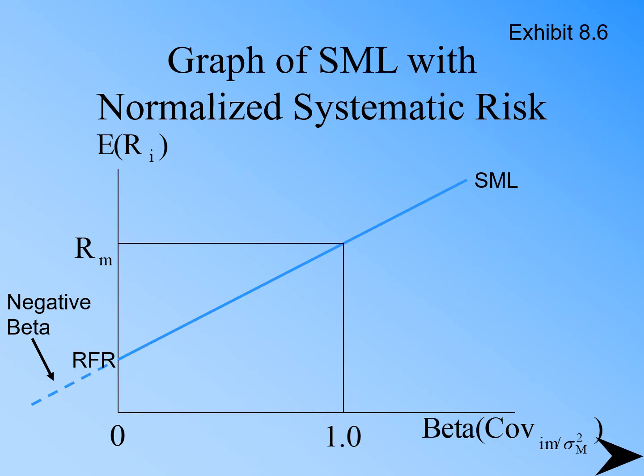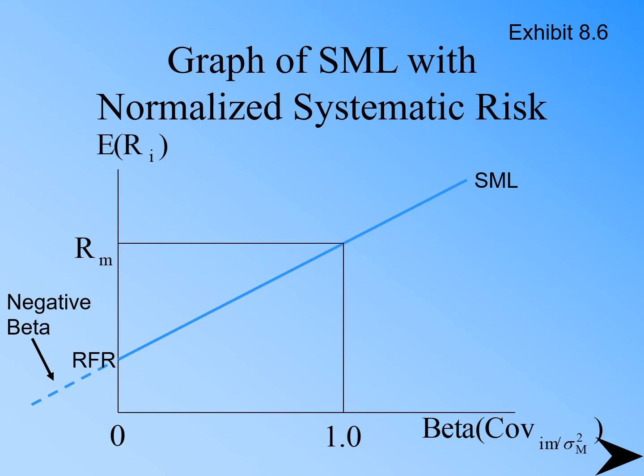This is a graph of the security market line with normalized systematic risk. RFR is the risk-free rate of return, and Rm is the market portfolio return. E(Ri) is the expected return on an individual security, and beta is the measure of systematic risk. Here you can see it's a straight line, and this line describes a linear relationship between the individual security return and the beta of that security.